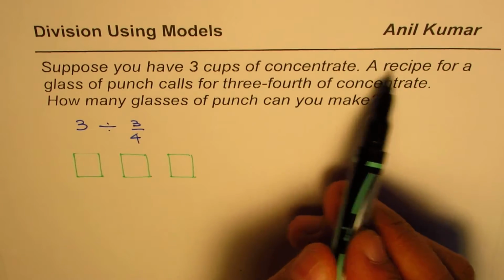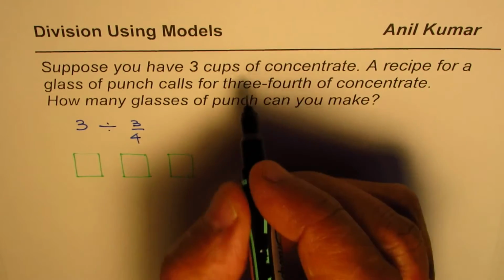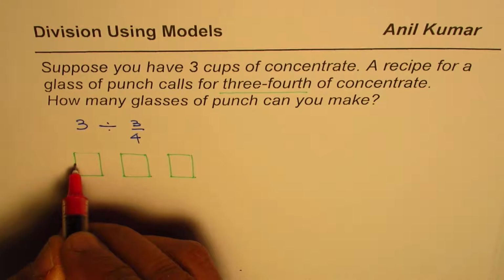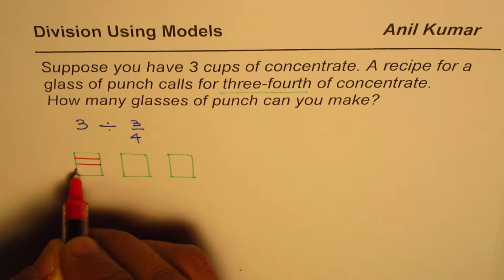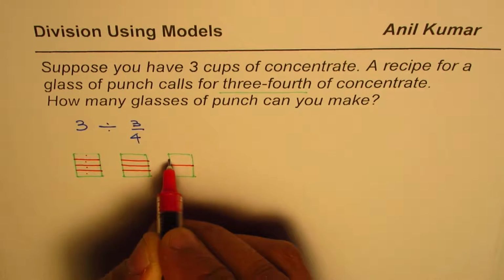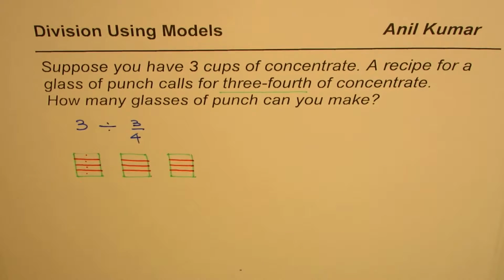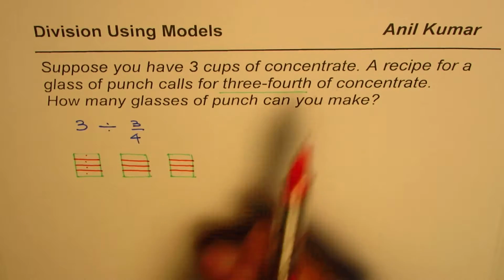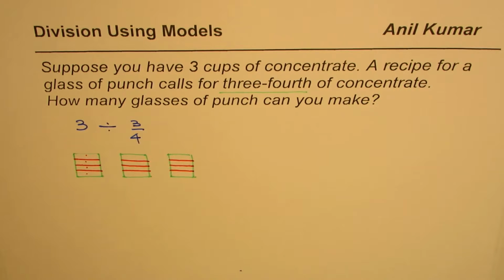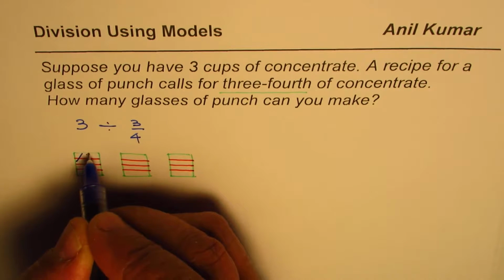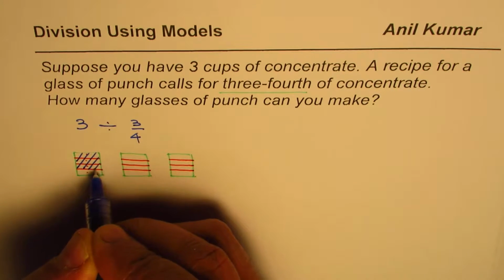Now the recipe for a glass of punch calls for 3/4. So let me divide each cup into 4 equal parts. Let's say this is half, then again half. So we got 1, 2, 3, 4 parts. That is how we can divide this into 4 equal parts. Now for one glass, we need 3/4. So that means we can take 1, 2, 3. So this will give us 1 glass. Do you see that?